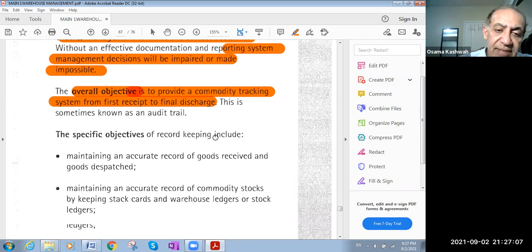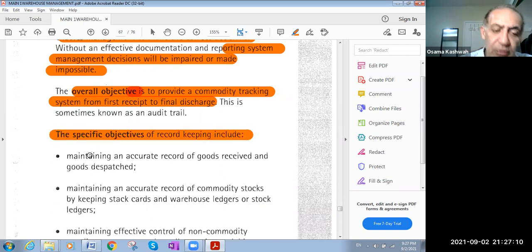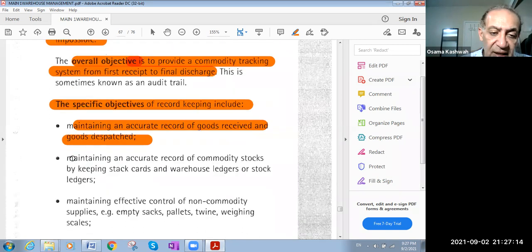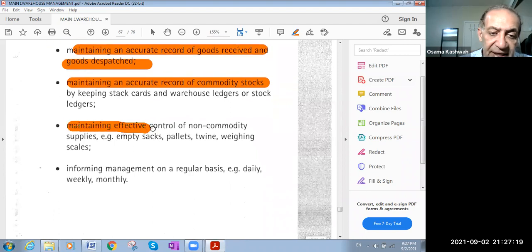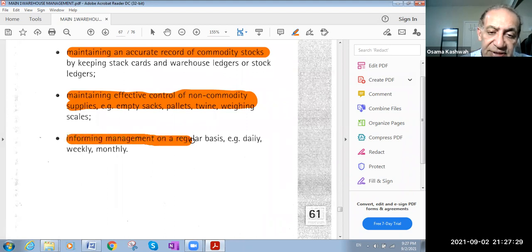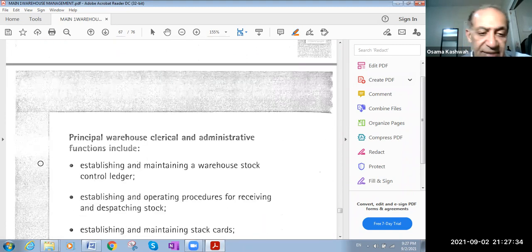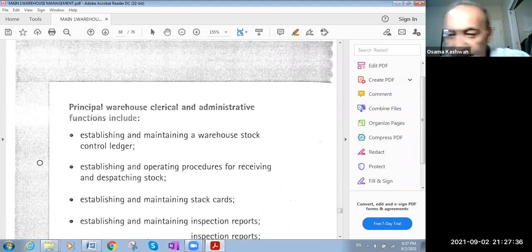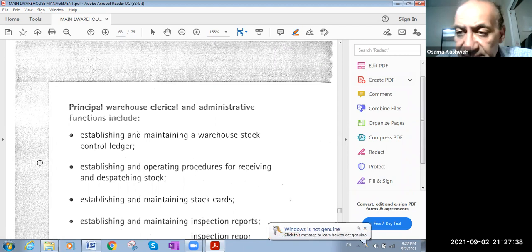The specific objectives of record keeping include what? Maintaining an accurate record of goods received and goods dispatched, maintaining an accurate record of commodity stocks, maintaining effective control of non-commodity supplies, for example empty stacks, pallets, weighing scales, and informing management on a regular basis, for example weekly or daily. And also one thing is very important. Each item should be stored in the stores or in your houses.